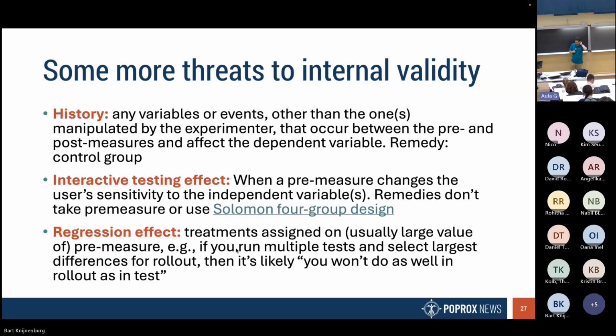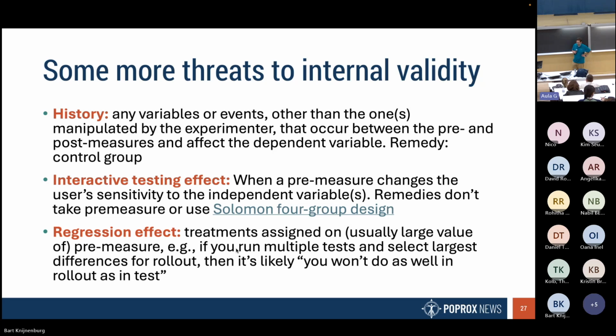Interactive testing effects are where taking a pre-measure affects the way people respond to the treatment. So if I ask you a bunch of questions about news literacy or whatever, and then I start exposing you to news, maybe you're more likely to read it, all right? And so what's the solution to this? Don't take a pre-measure, okay? The downside of that is you're going to need larger sample sizes, as I mentioned earlier. There's another design called the Solomon four-group design, where in two groups you take a pre-measure, and in two groups you don't. That's another design you can Google, and Wikipedia will give you a good overview.